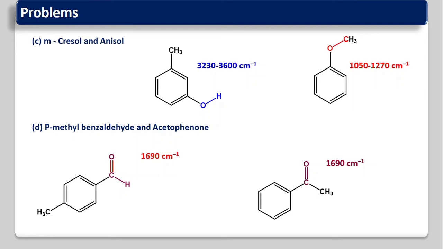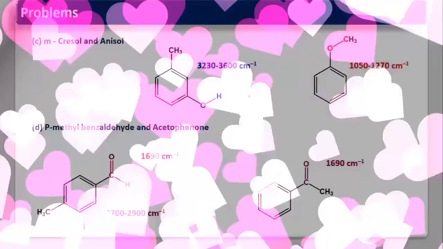So aldehydic CH absorbs at 2729 centimeter inverse. This is the main difference. In the ketone, this frequency won't be observed. So this is the distinguishing peak between aldehyde and ketone. So we should know the distinguishing characteristic peaks of the particular functional group in IR spectrum. In this way, we can determine the structure of molecules by using IR spectroscopy. So these are the applications of IR spectroscopy. Thank you, friends.